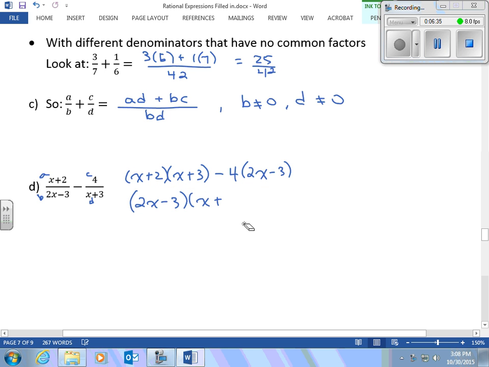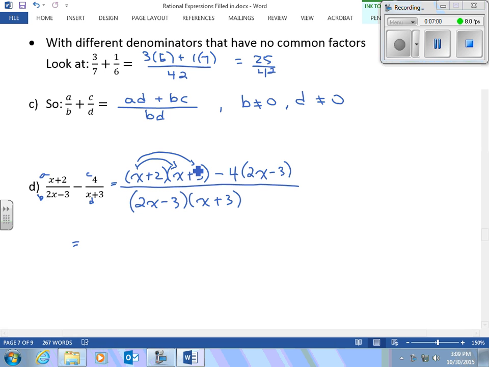Let me just clean it up a little bit. 6 plus 3. There. Okay, so now I need to clean up my numerator. So to do that, I'm going to use the distributive property and multiply through. Take your time with this and press pause and do it and see if you get the same result I do.